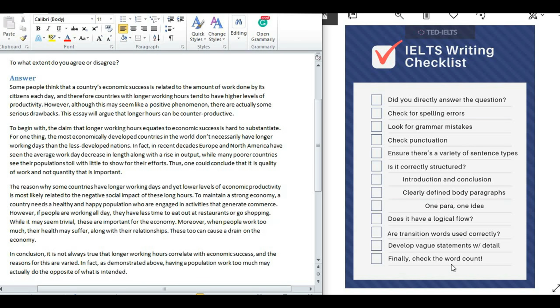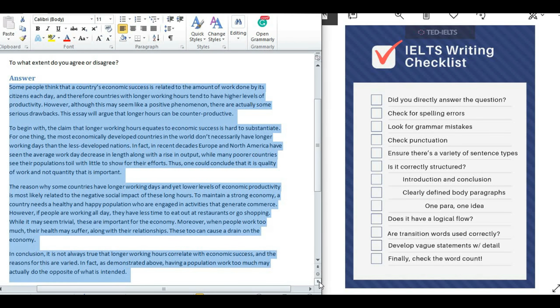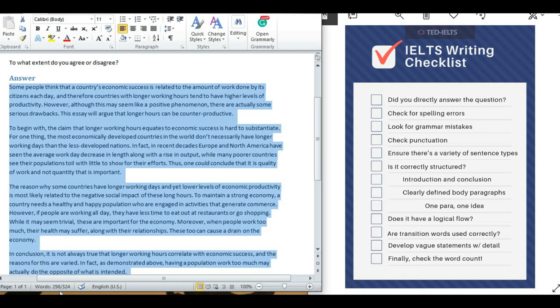Finally, check the word count. You are supposed to be writing at least 250 words. So the word count for this essay, if I move this up a little bit, is 298 words. It's a little long, but you should be aiming for about 260 to 280 words.